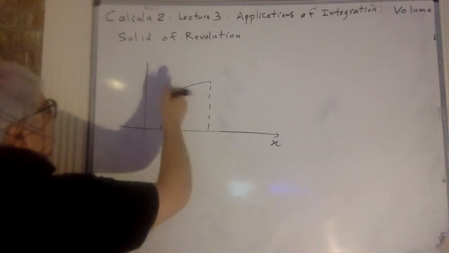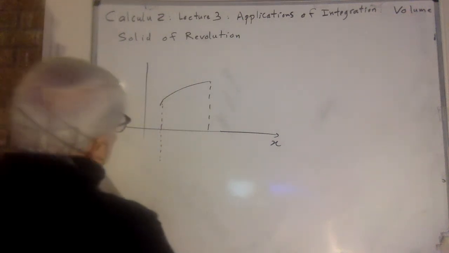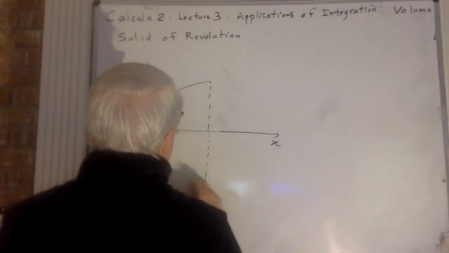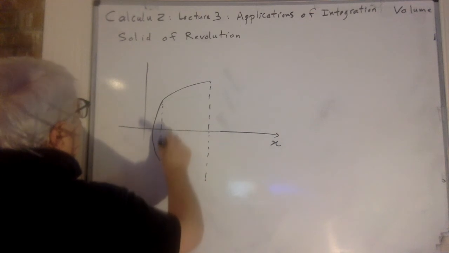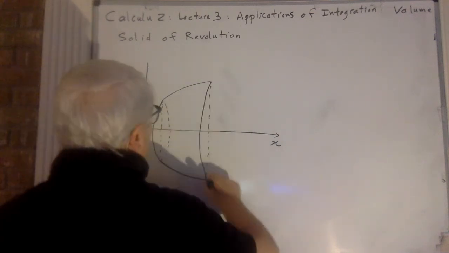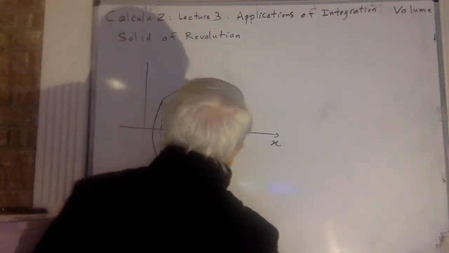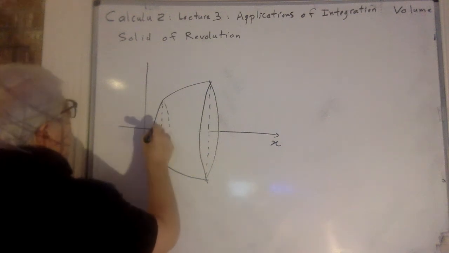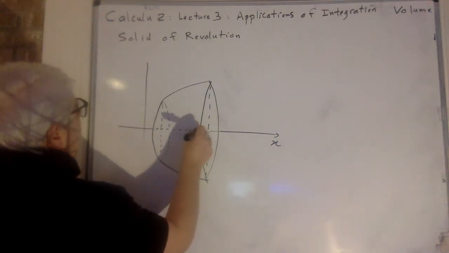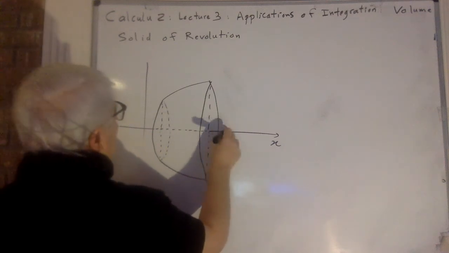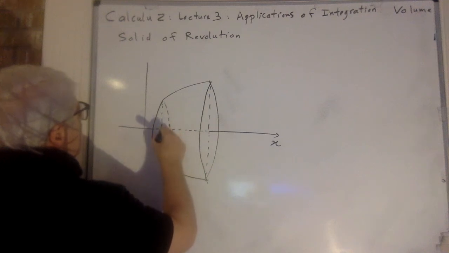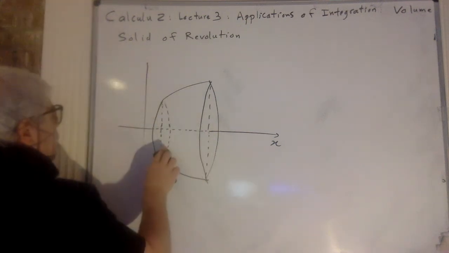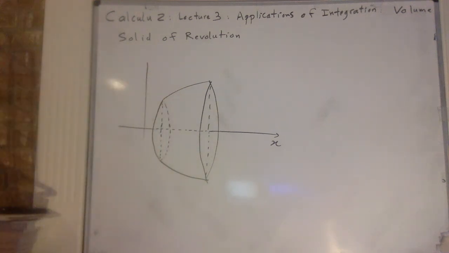So rotation means that, let me first find a point down here. About here. Okay, so this should go up to here. This should go away and be a dashed line. I'm not really interested. Well, that's okay. So this is a solid of revolution.